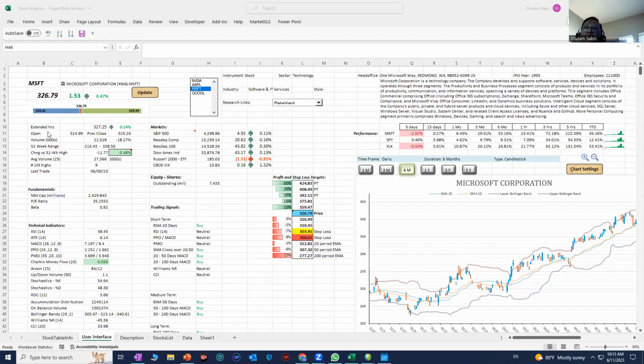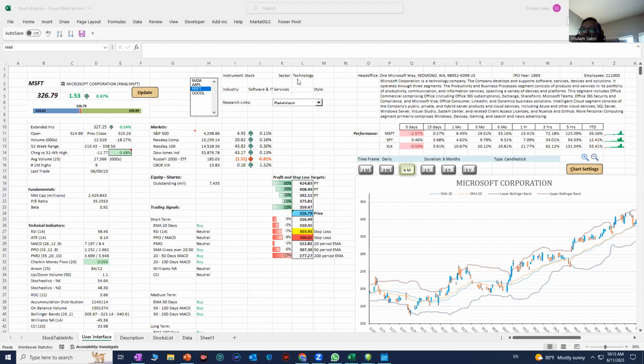So this sliding bar is just telling you that Microsoft's range for yesterday, the last trading day, was from 324.41 to 330 approximately. It was up 0.47%, 1.53. The top information on the right gives information about what Microsoft does, where its head office is, when its IPO was, in 1993, how many employees there are, general information.